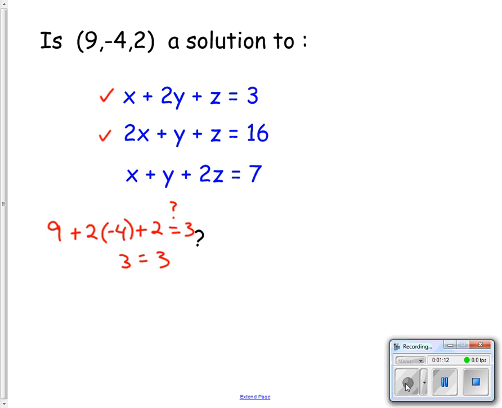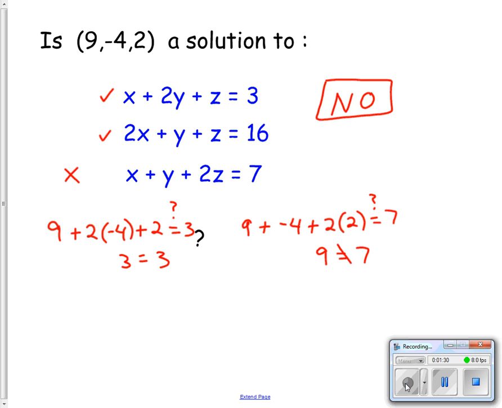However, in the third equation, by plugging in 9 for x, and -4 for y, and 2 for z, we find out that it does not work in that equation. So therefore, that ordered triple is not a solution to this system of equations.